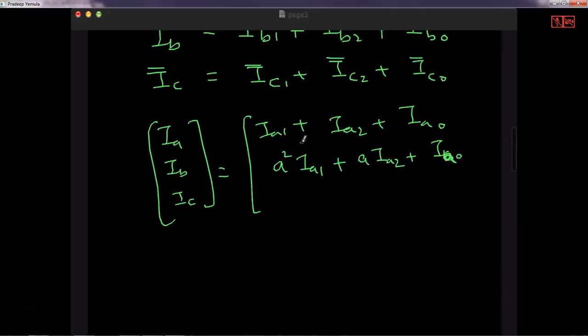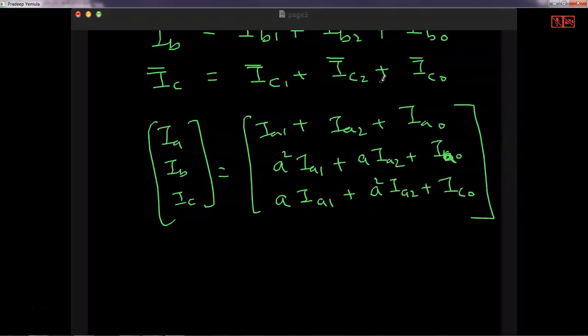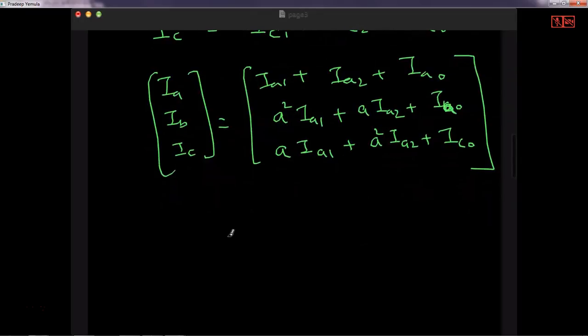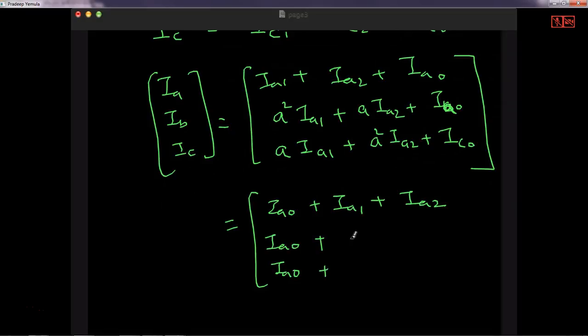Similarly here IC, what is IC1? That is A into IA1 plus A square into IA2 plus IC0. So these all we just substituted from the previous step. Actually I want to rewrite it in this form: IA0 first, then positive sequence, then negative sequence. Similarly, IA0 plus A square into IA1 plus A into IA2, and IA0 plus A into IA1 plus A square into IA2.